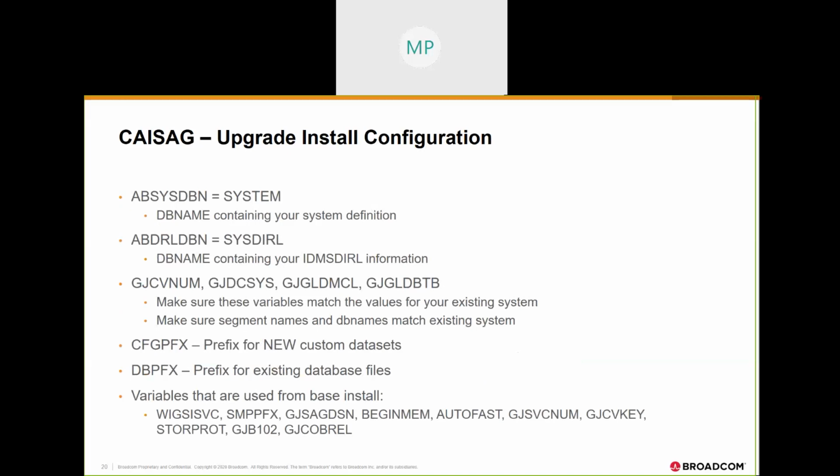Now the configuration prefix for an upgrade install, that is a prefix for your new custom datasets. So you will have new, in this case, 19.0.custom.jcllib, for example, datasets. While the database prefix is the prefix for your existing database files. So the files that are being upgraded from, in this case, 18.5 to 19.0. And then these are just some other variables that are also used from the base install. Their meaning doesn't change. That's why I just left them in a list here. But we discussed these all earlier.